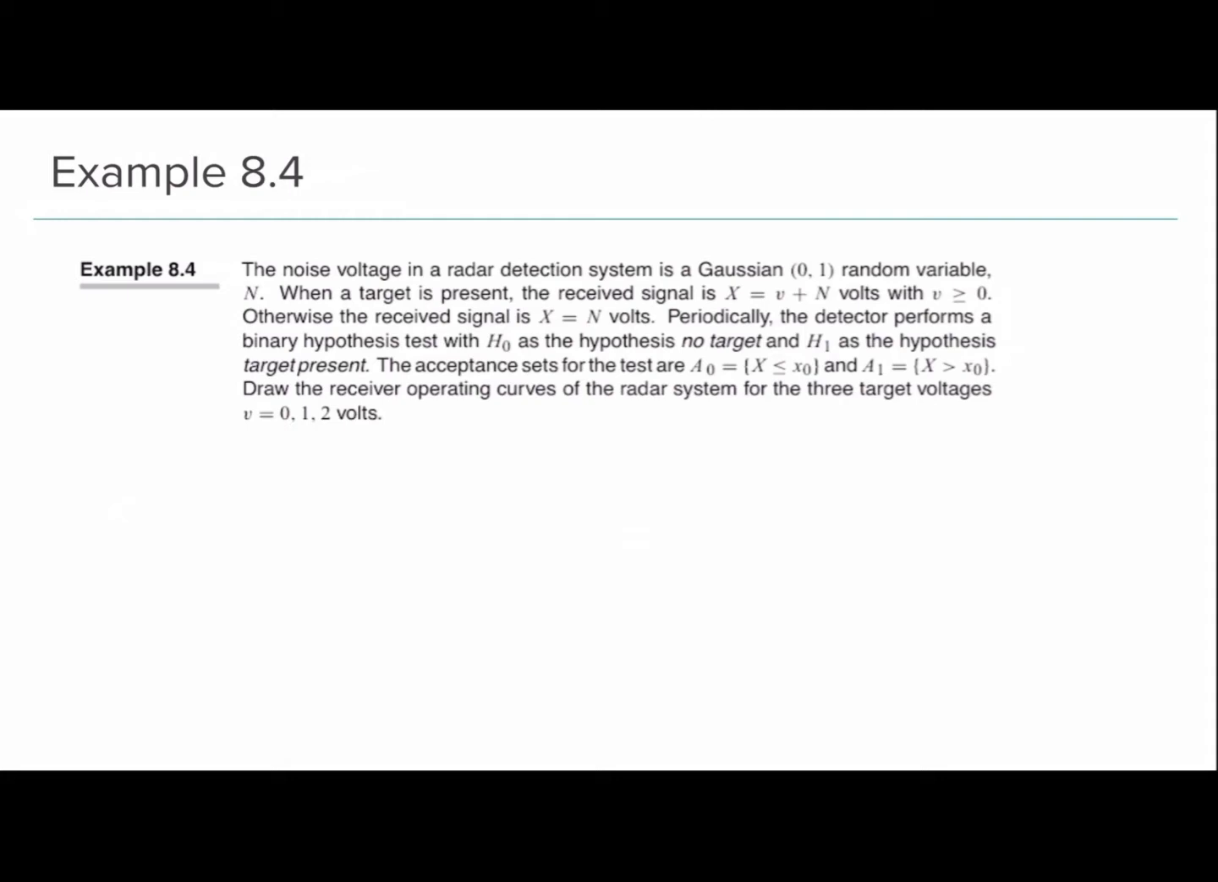And we're also given what the acceptance sets look like, and we have to draw what the ROC curves will look like, right? So to draw the ROC, what we need is the probability of false alarm and the probability of miss.